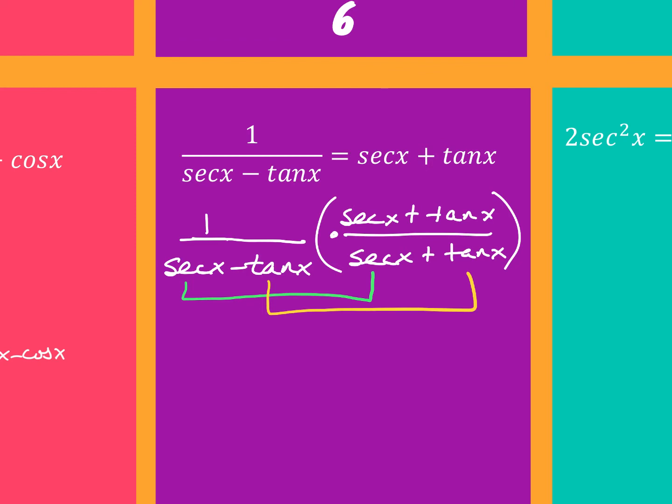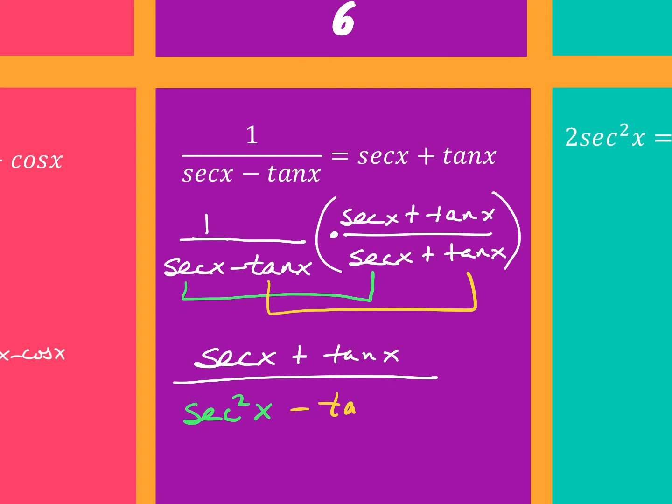Now the numerator I also have to multiply, but 1 times anything is just itself. So the numerator just becomes secant x plus tangent x. My denominator after I FOIL becomes secant squared x minus tangent squared x. Now, the whole reason behind this conjugate, whenever we multiply something by its conjugate, it should produce a Pythagorean identity that we can use. And this one it does.